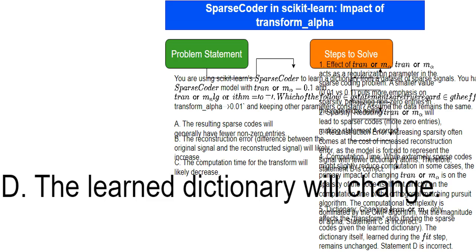I'm using transform_alpha as a tuning knob. A smaller value makes the model strongly prefer solutions with many zero entries, increasing sparsity. It's like adding a penalty for each non-zero entry in the solution. By decreasing transform_alpha, I'm directly encouraging the algorithm to produce codes with more zeros, resulting in a sparser representation. It's like telling the model, I prefer solutions with lots of zeros.